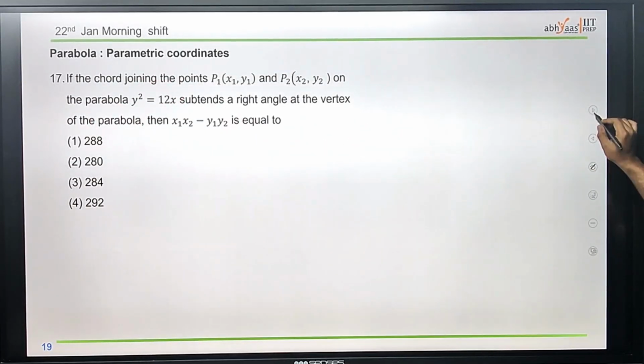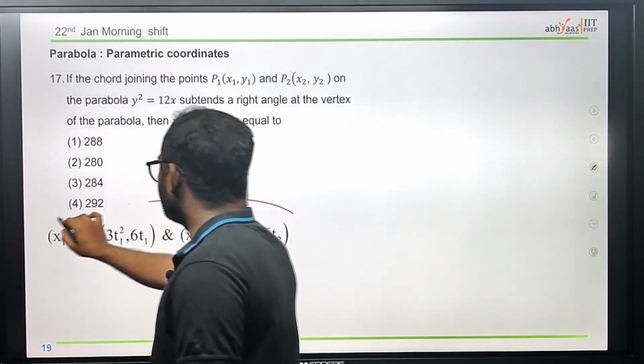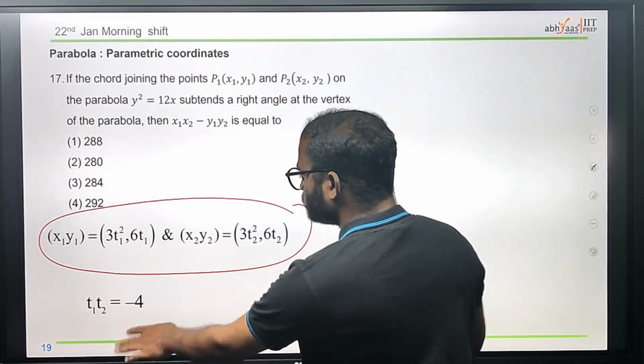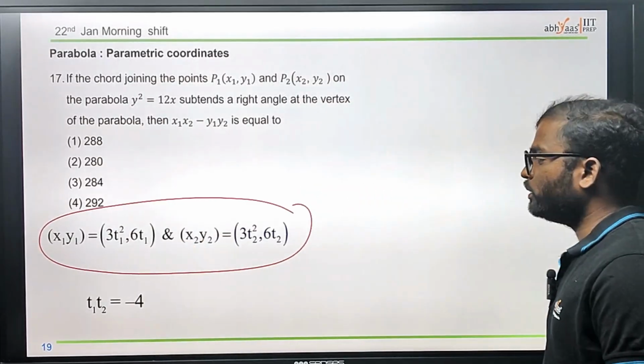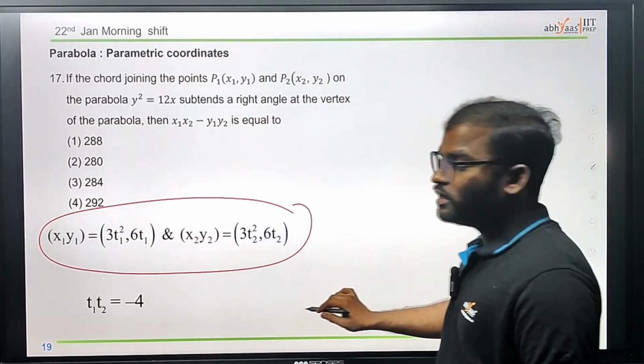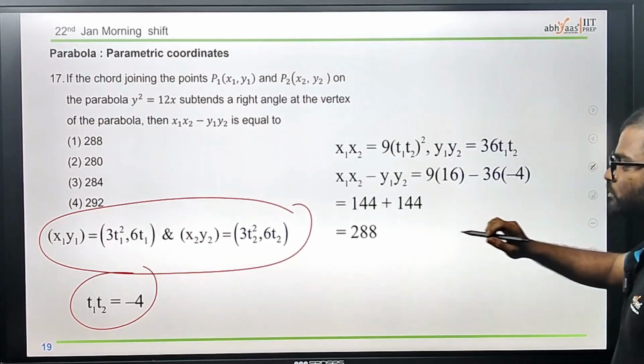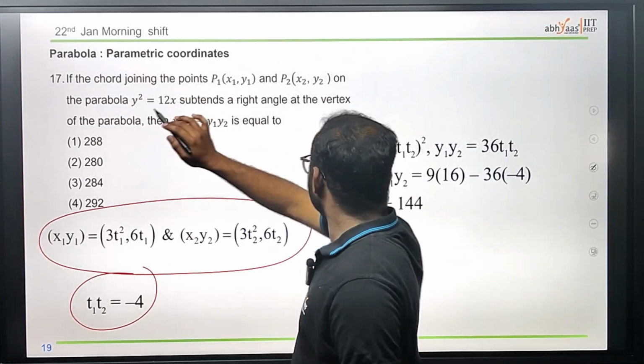I will just show here, we have this one, which is the situation we just took. Now we got T1 and T2. If we take the slope of OP into the slope of OQ, it gives us T1 and T2 as minus 4. Now we got T1 and T2, just substitute those values in this one.